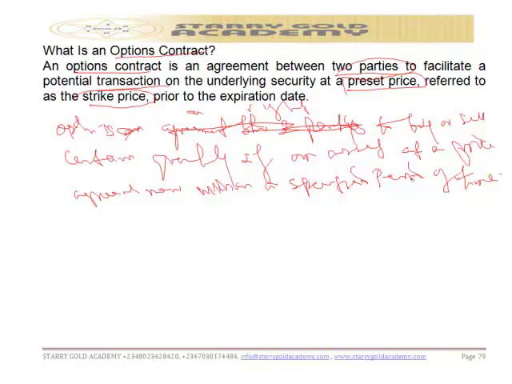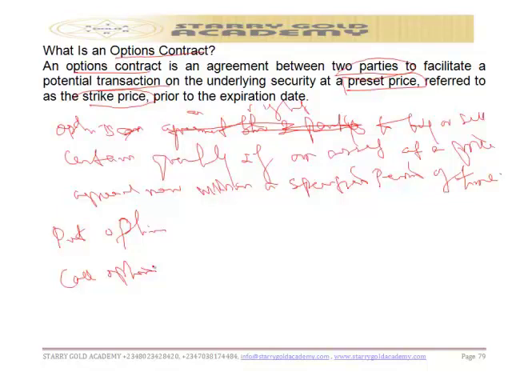So anything that involves contract means agreement between two parties. Now, there are two types of option contract: put option and call option. These are the two types of contracts we have, both of which can be purchased to speculate on the direction of stocks or stock indices, or sold to generate income.